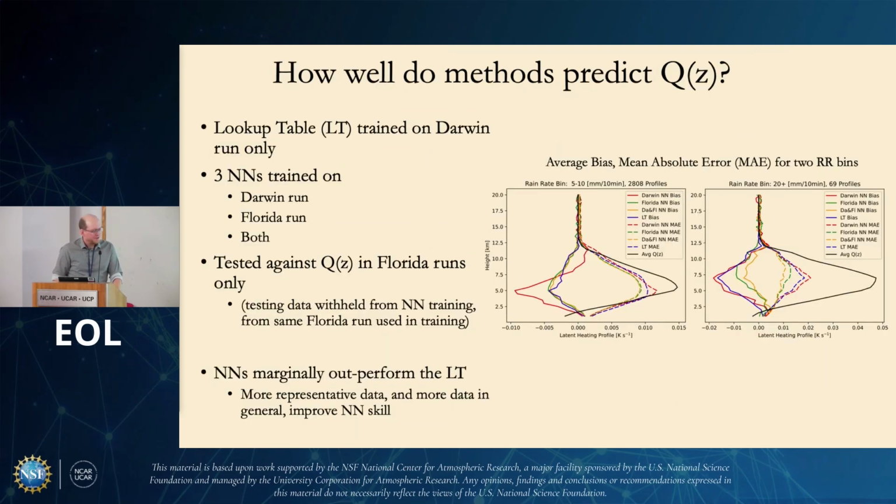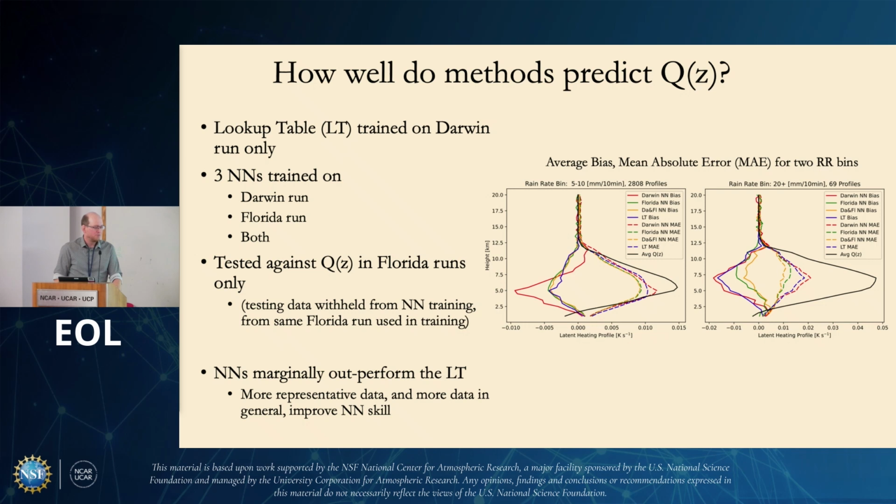So how well do these methods predict diabatic heating? One thing I'll mention is that the lookup table, which is just this averaging or compositing, was only trained on the Darwin simulations. Given these two simulations, though, I trained up 3 neural networks, one on Darwin run only, one on the Florida run only, and one using both simulations. And here we're testing against data that was withheld from the Florida runs.